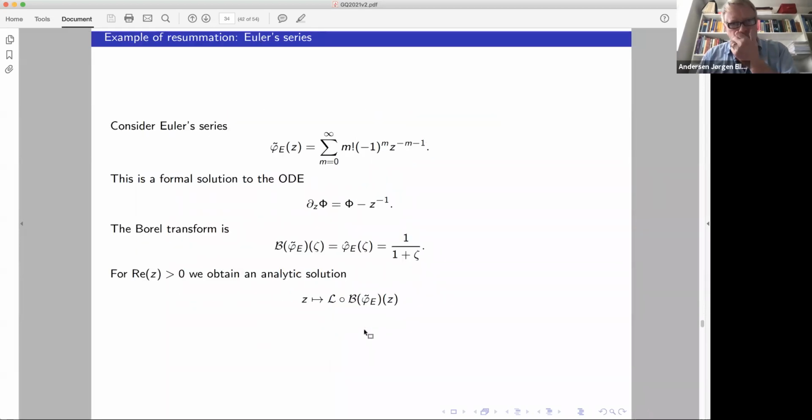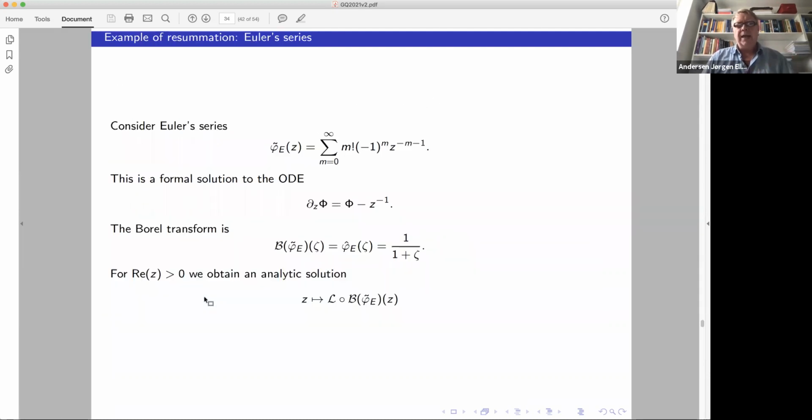As an example, if we take Euler's series like this, a clearly factorially divergent series, it's a formal solution to the following ODE. But it's very nice that if you look at the Borel transform, it's a very nice function. In this case, you see it has a singularity at minus 1. It is actually single valued in this case, so it's a little bit special, but still it has the singularity. And it's certainly analytic as a function of z when the real part of z is positive.